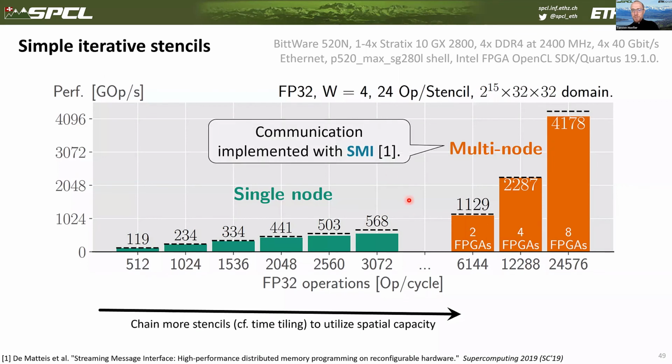But we can use the streaming messaging interface that we developed to go multi-chip or multi-node in this case. And with 2 FPGAs, we essentially double, and then with 4, and then with 8, and it scales nicely. So that's also supported, multi-FPGA, at least for these Bitware boards, multi-FPGA implementations.